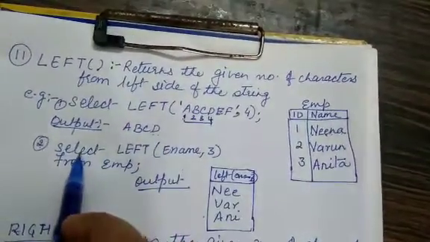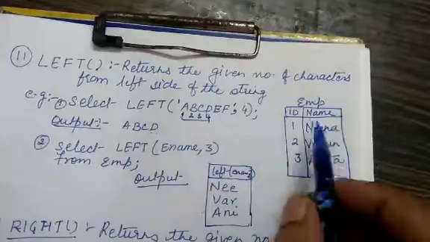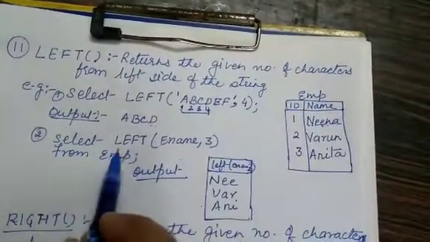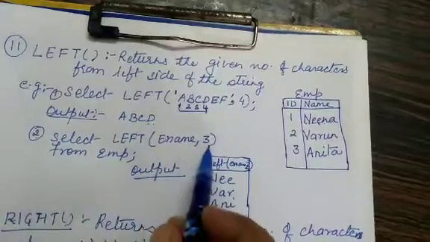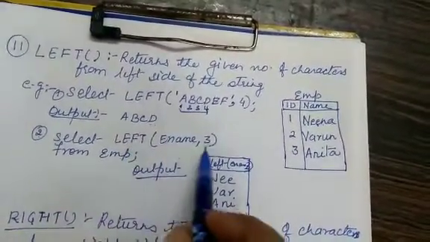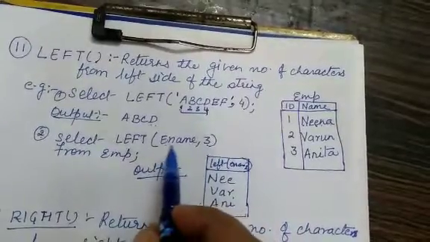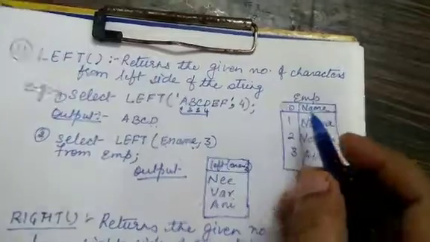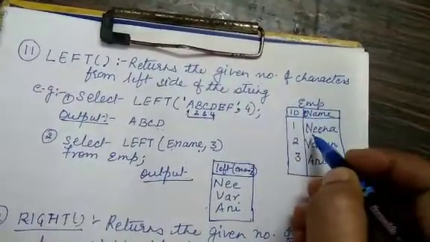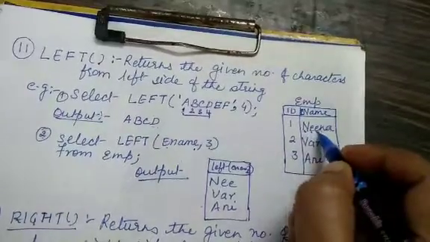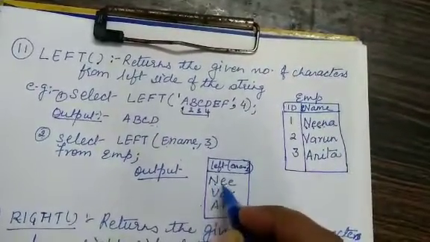You can use this function on a table also. Suppose this is a table EMP with these 2 columns, and if you write SELECT LEFT(ENAME, 3) FROM EMP, the LEFT function will extract 3 characters from the column ENAME. So this is the column ENAME. And from the left-hand side, 3 characters means 1, 2, 3. So the first output will be NEE.